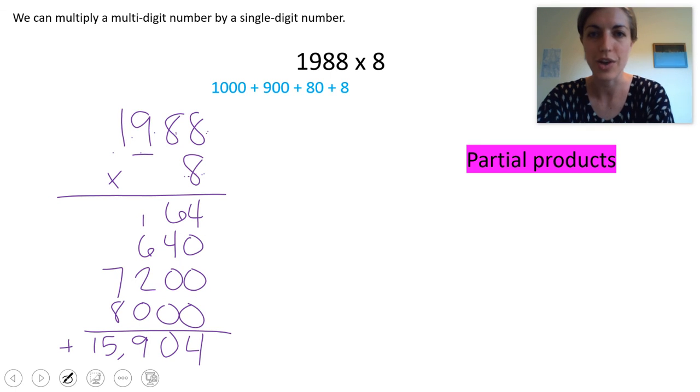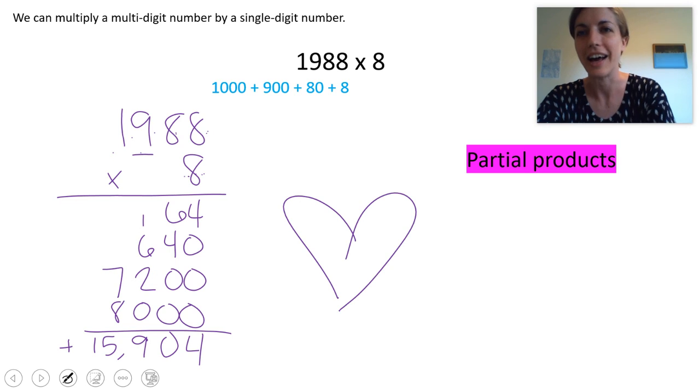So try out one of those strategies this week on the story problems and have fun.